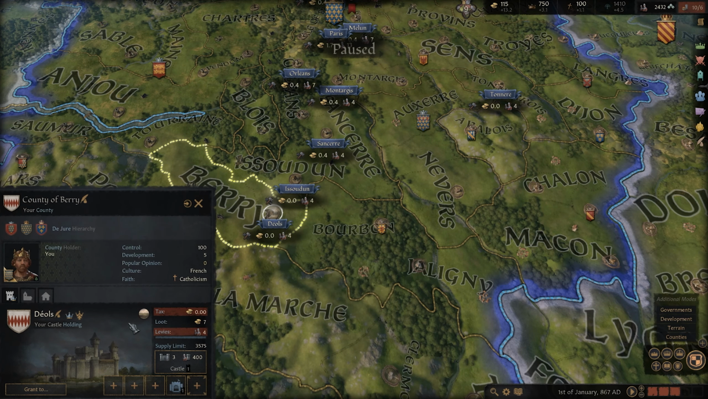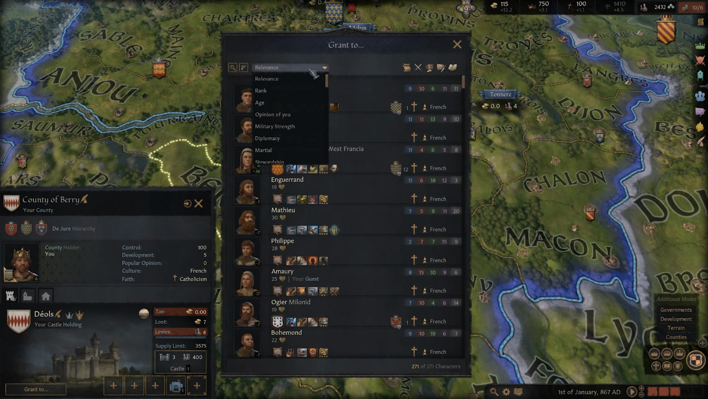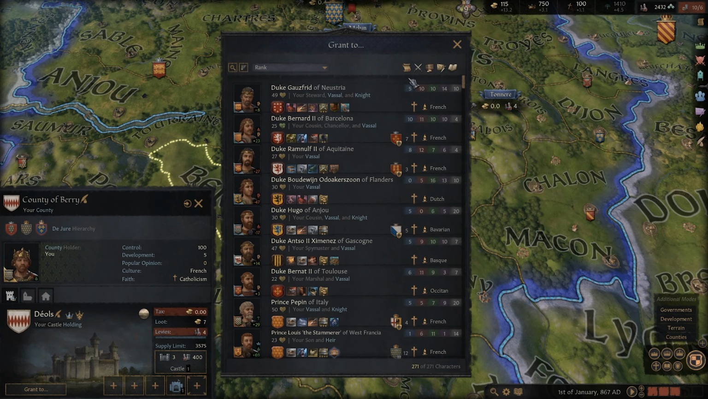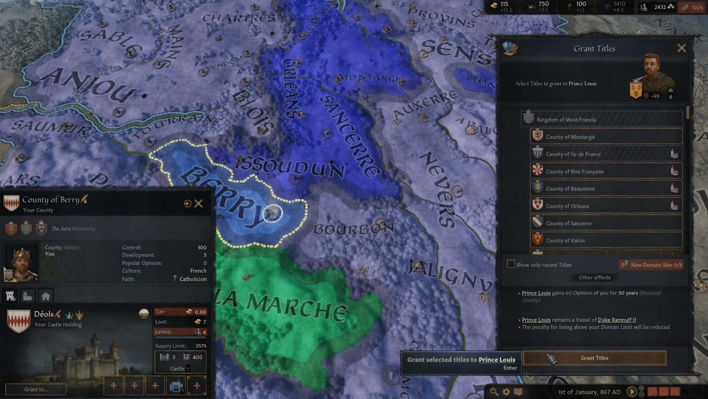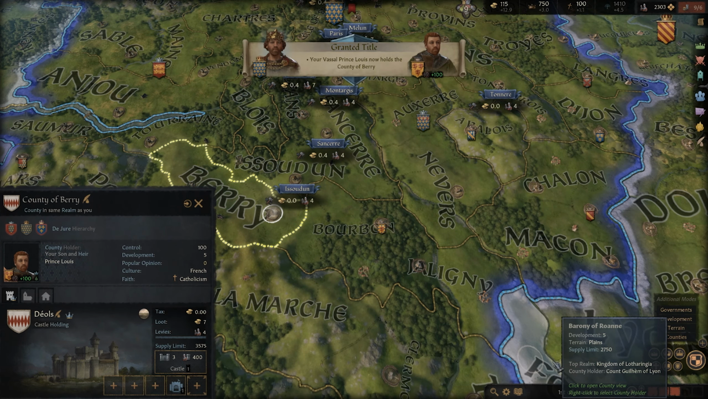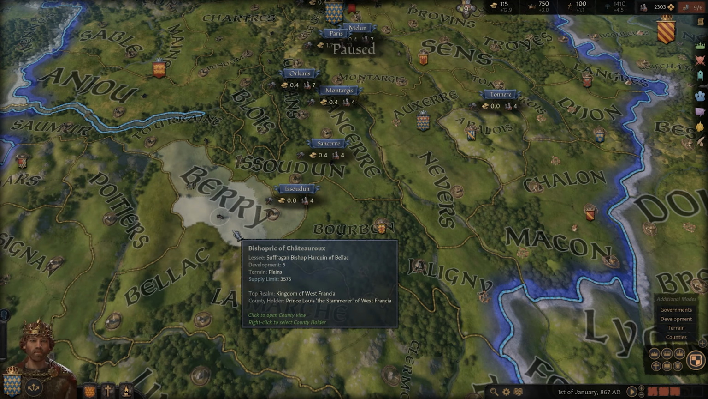Now, should you win a war or inherit lands, and especially with succession, you will most likely go over your domain limit. If this is the case, click on the county you want to give away, which should be the lowest income one, and select Grant to down at the bottom. This will bring up everyone in your realm that is able to hold land. There's a multitude of different reasons to give land to certain people, so I will leave that up to you, but here are a few options.